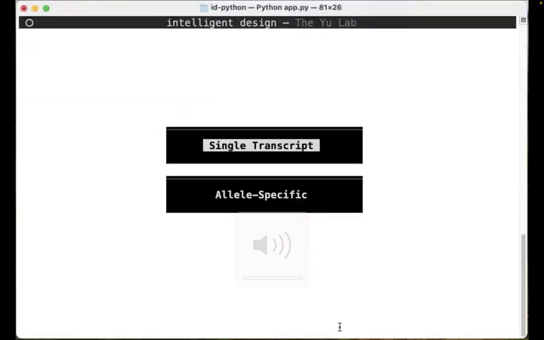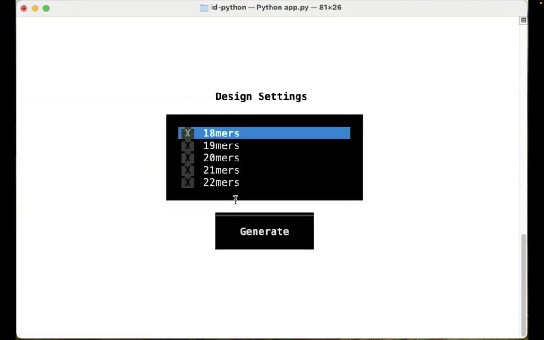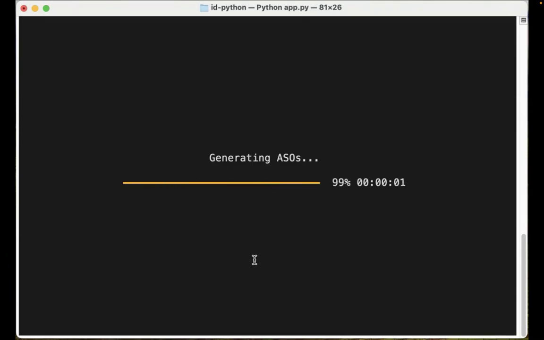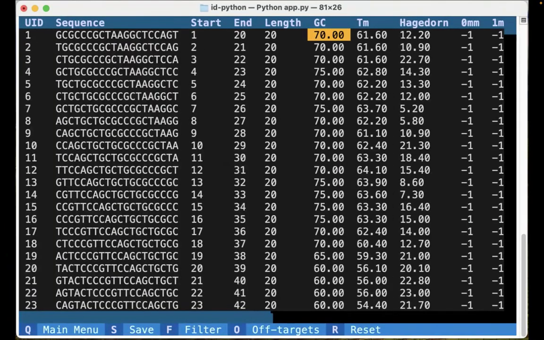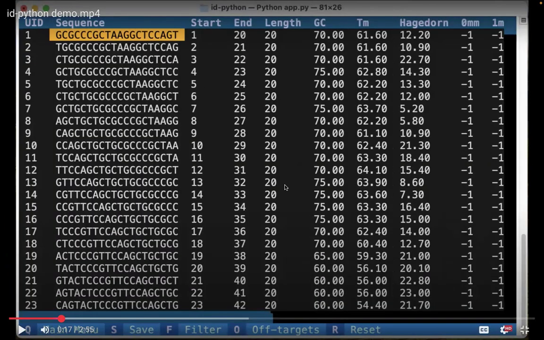Okay. So this is a tool that's run from the command line. It's mostly written in Python. He's just going to run 20-mers for a specific gene region. The tool runs tiling across a region, so it's doing every single base of a 20 nucleotide sequence. It has columns built in for GC content, melting temperature, Hagedorn score, off targets, all the things we've been talking about as necessary.